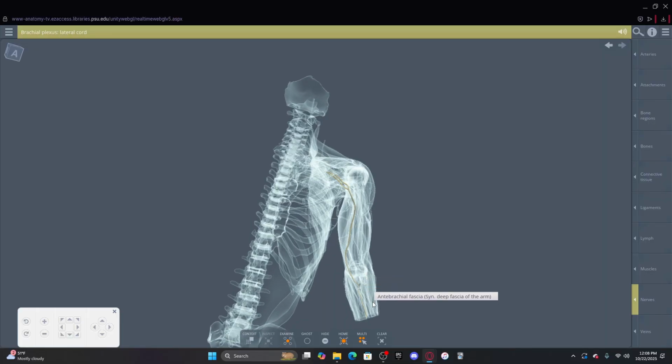So our median nerve is going to innervate most anterior forearm muscles. Our musculocutaneous nerve is all anterior arm muscles. Our median nerve is innervating most anterior forearm muscles and some hand muscles. We're going to go over forearm next week.